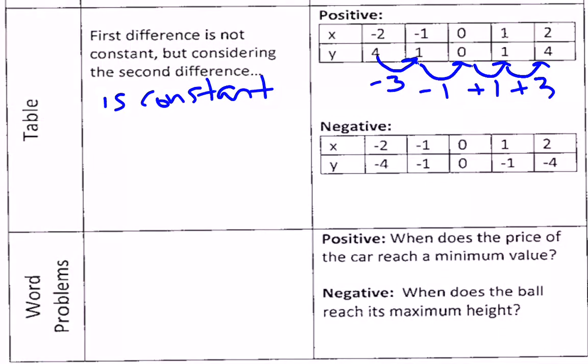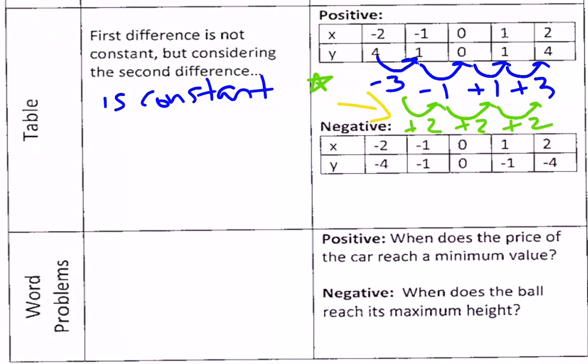But now if I look at the second difference, so I pretty much am going to look at this row right here and do the same thing with my arrows. How do I go from negative 3 to negative 1? Add 2. How do I go from negative 1 to positive 1? Add 2. How do I go from 1 to 3? Add 2. Do you see how those are now the same? So that means it's a quadratic because my second difference, meaning my equation is to the second power, is constant.